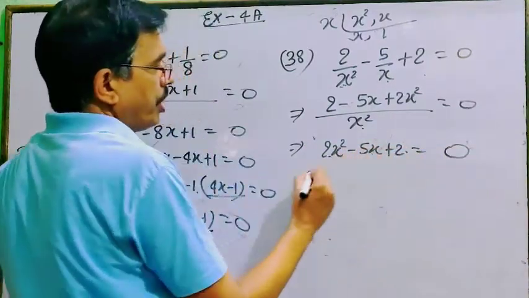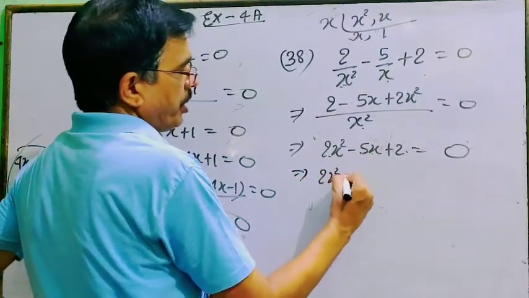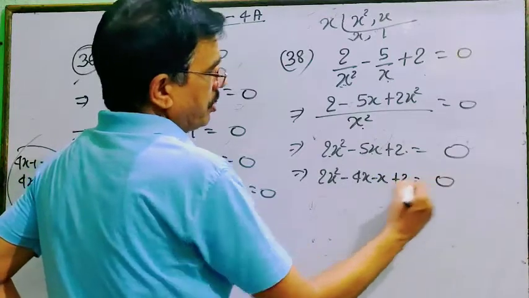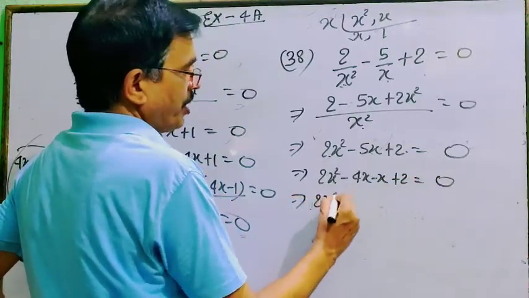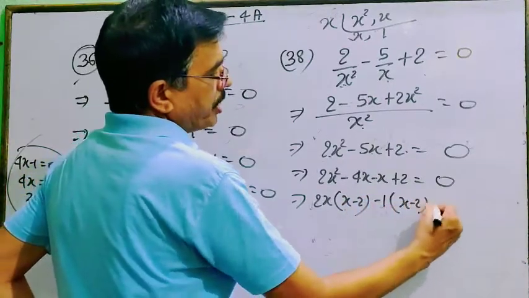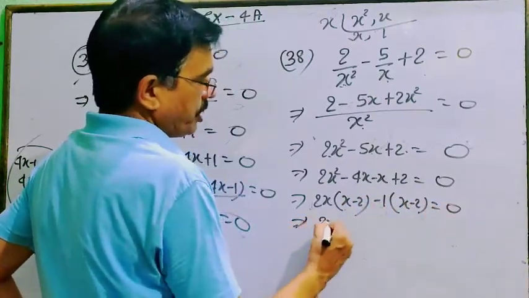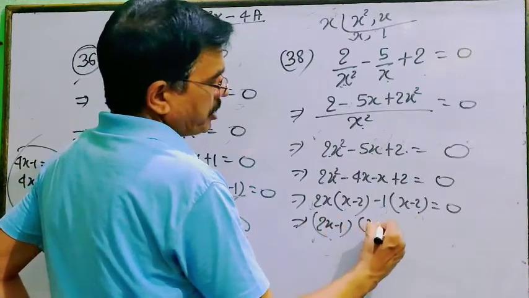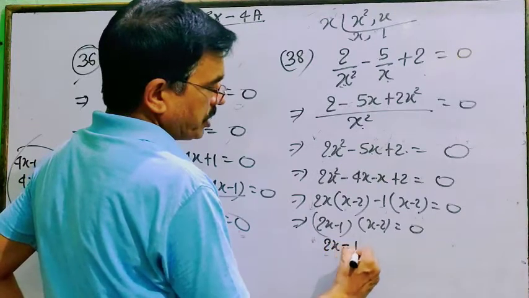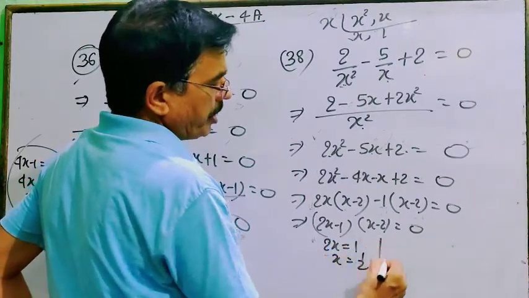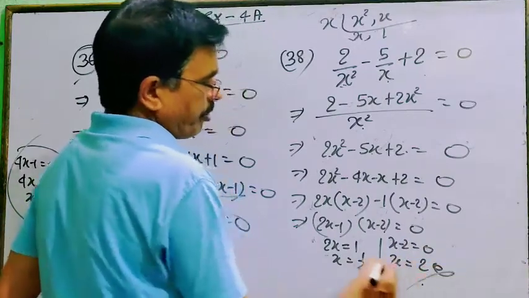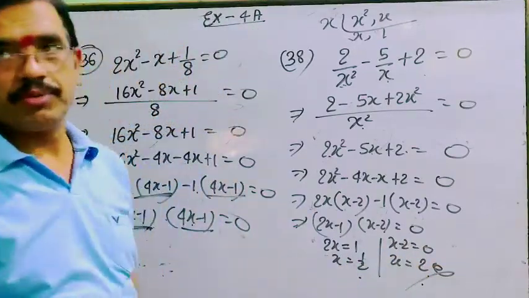2 into 2 is 4 and need 5. So we write here 2x square minus 4x minus x plus 2 is equal to 0. Here 2x common, then it is x minus 2, minus 1 common, then x minus 2 is equal to 0. So it is 2x minus 1 and x minus 2 is equal to 0. So what is the value of x? 2x is equal to 1 and x is equal to 1 by 2. Similarly, x minus 2 is equal to 0, then x is equal to 2. They are 1 by 2 and 2, the solutions of x.